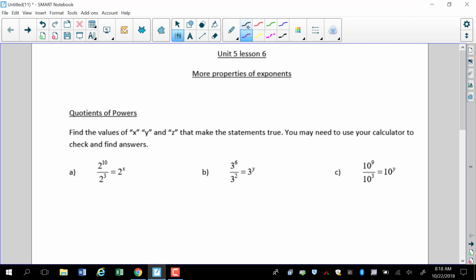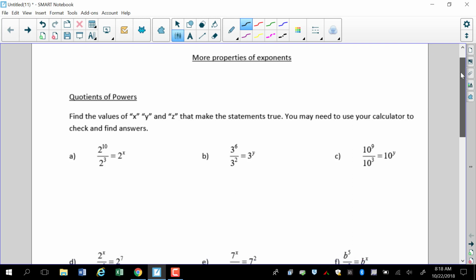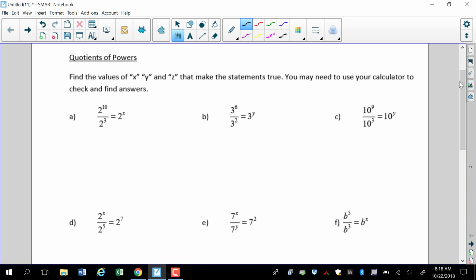Okay, so we're going to continue with lesson 6, which is just some more properties of exponents. There's a lot of properties, but the nice part is that you don't have to do them in order. It's not like PEMDAS. So as long as you understand the properties and know the properties, you don't really have to put them in order. So let's just go through some more.